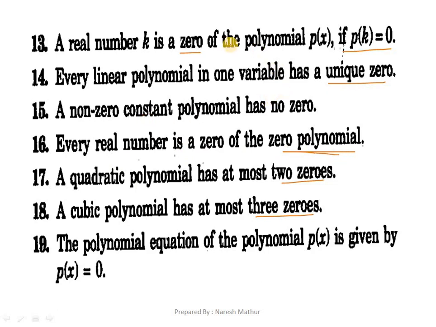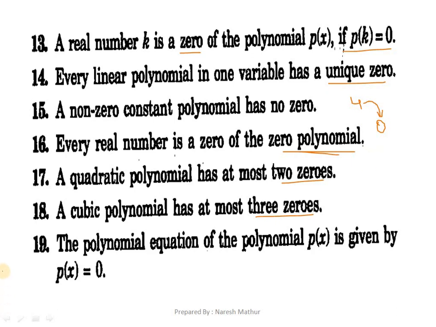Now a non-zero constant polynomial has no zero, but every real number is a zero of the zero polynomial. For example, if I write 4, there will be no zero for the number 4 as it is a constant polynomial, but every real number is a zero of the zero polynomial. If I write 0, then every real number will be a zero. 4 is also a zero of this zero polynomial.